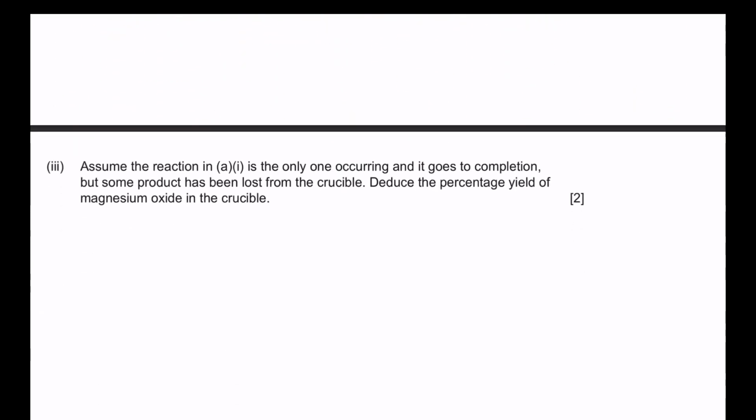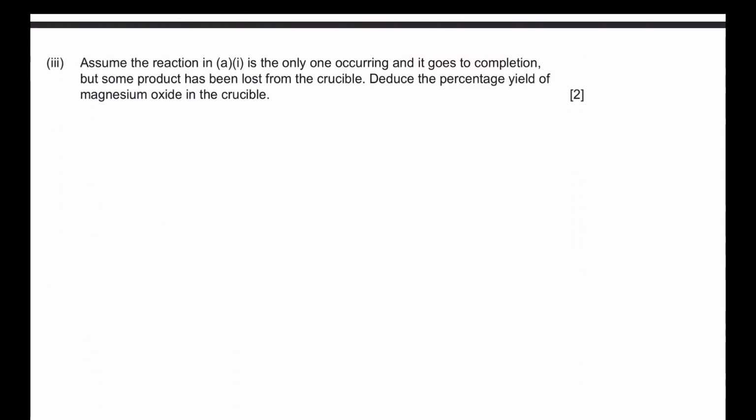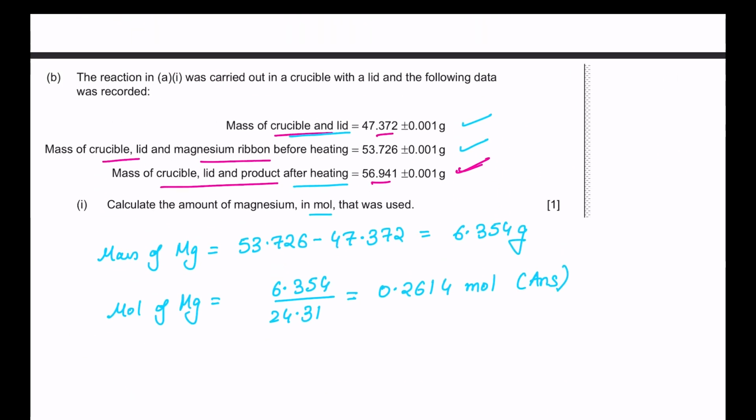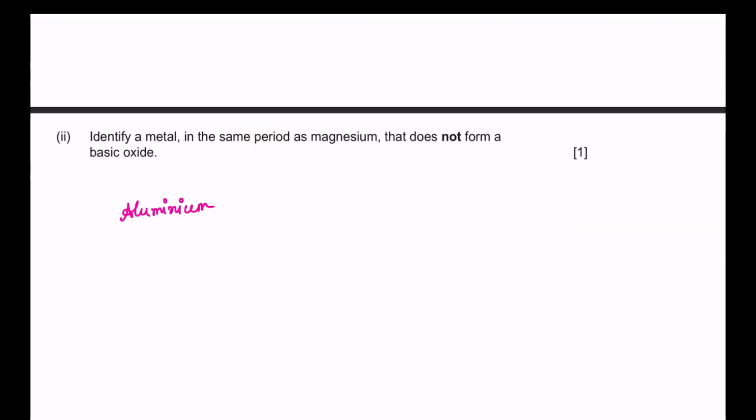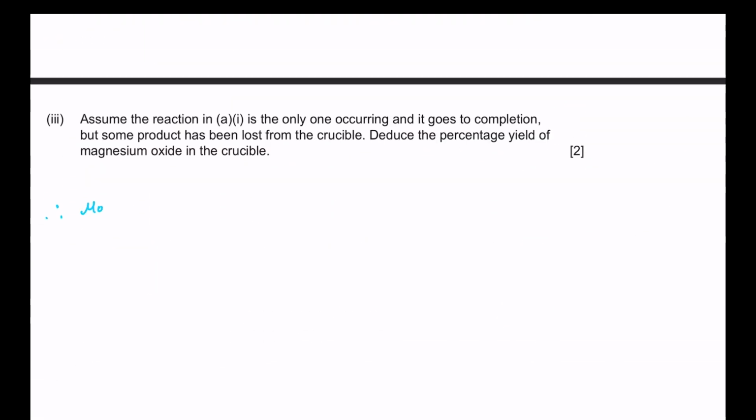Moving on to the next part. We assume that the reaction is only occurring and it goes to completion, but some product has been lost from the crucible. Deduce the percentage yield of magnesium oxide from the magnesium oxide in the crucible, right? So we have to find the percentage yield. Firstly, what we know till now is that the moles of magnesium which we used initially is 0.2614. Now we have to find the moles of magnesium oxide.